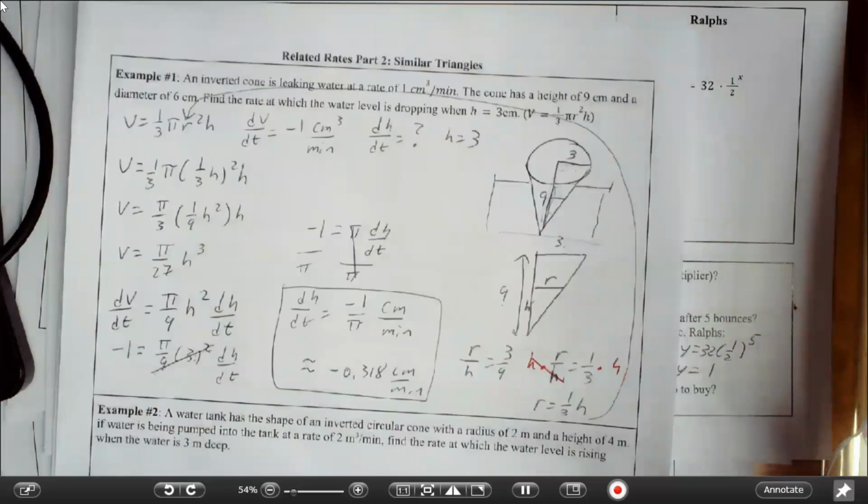Okay. So why don't you go ahead, try example 2 on your own. It's the same exact problem. The numbers are just different. Okay. It's another cone. A water tank has the shape of an inverted circular cone.